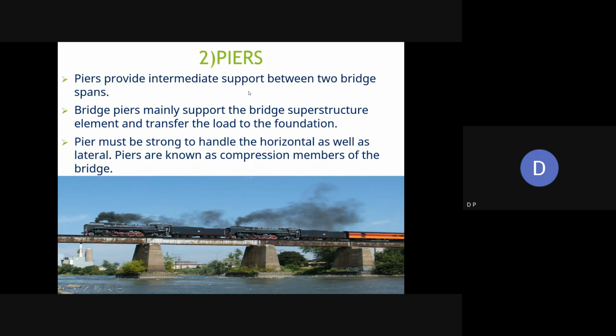So a pier provides intermediate support between two bridge spans. Span is nothing but the distance between two piers. So these are the two bridge spans, and this particular pier supports these spans. Bridge piers mainly support the bridge superstructure element and transport the load to the foundation.